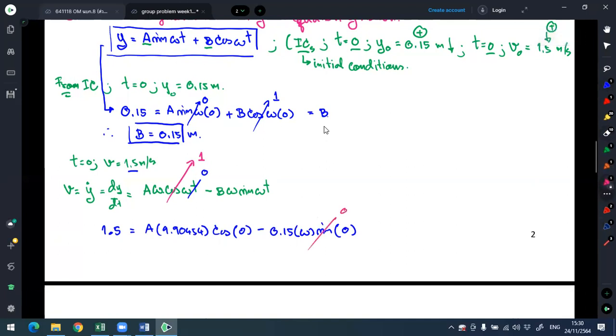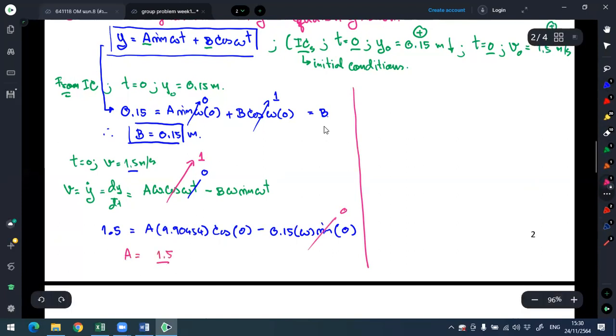So at this point we can conclude that a becomes 1.5 divided by 9.90454, so a becomes 0.15145. Now we have a and b already, so we are almost done.